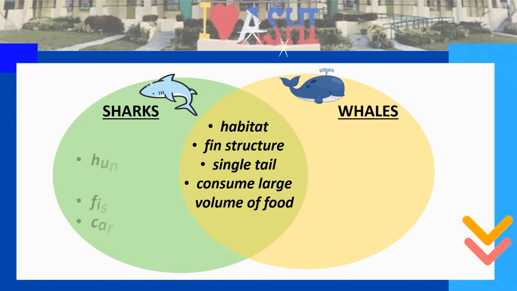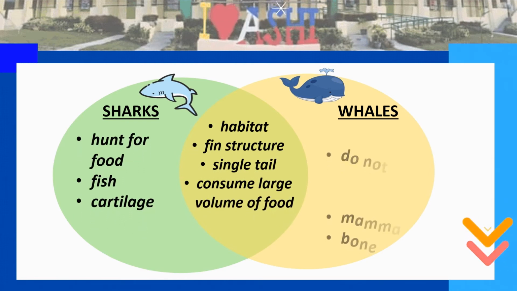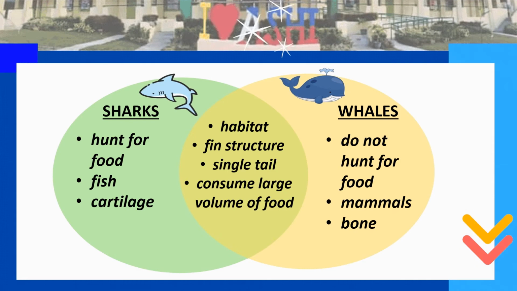Therefore, we could now use Venn diagram to properly and creatively show the similarities and differences of sharks and whales based on the paragraph that we have read. Isn't it great? At this point, let us have a fun challenge to assess if you really understand our lesson.